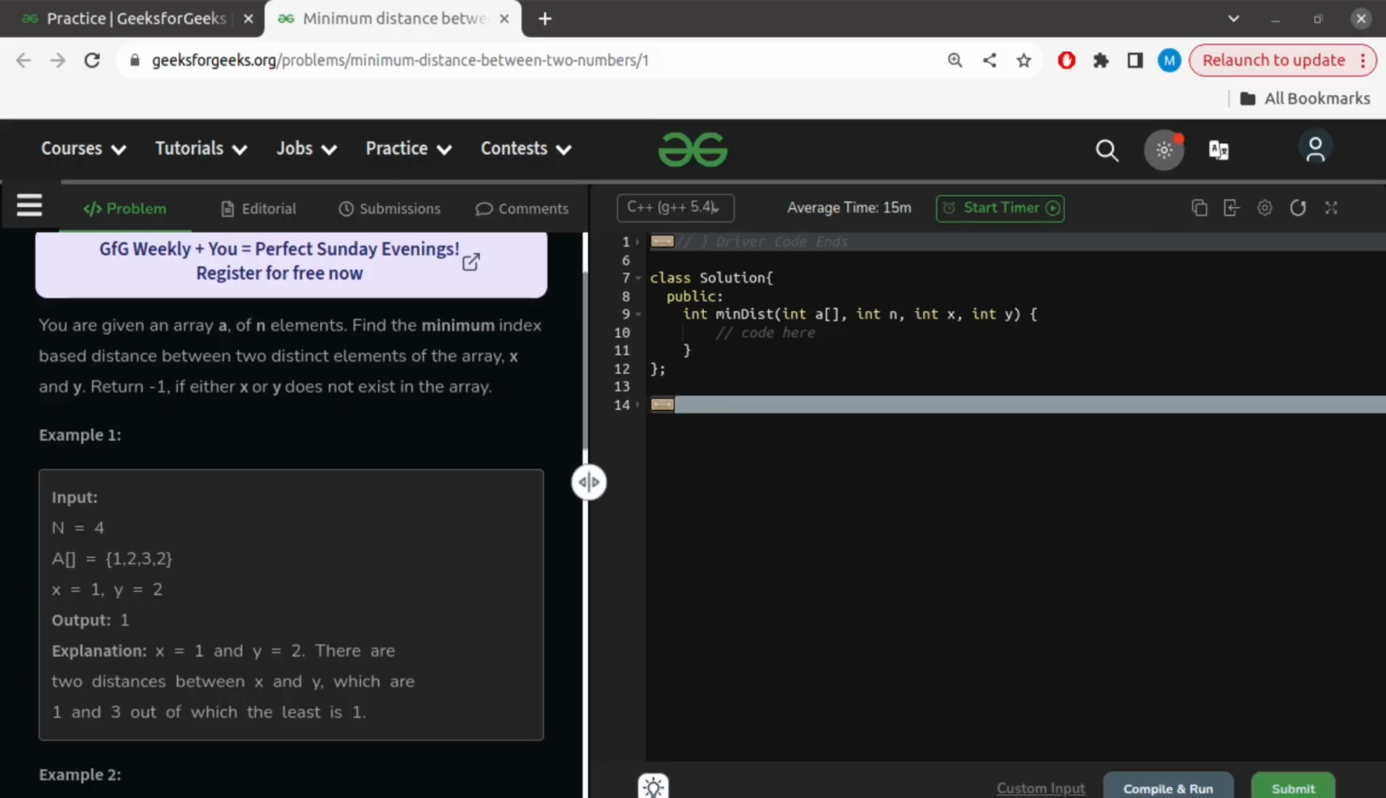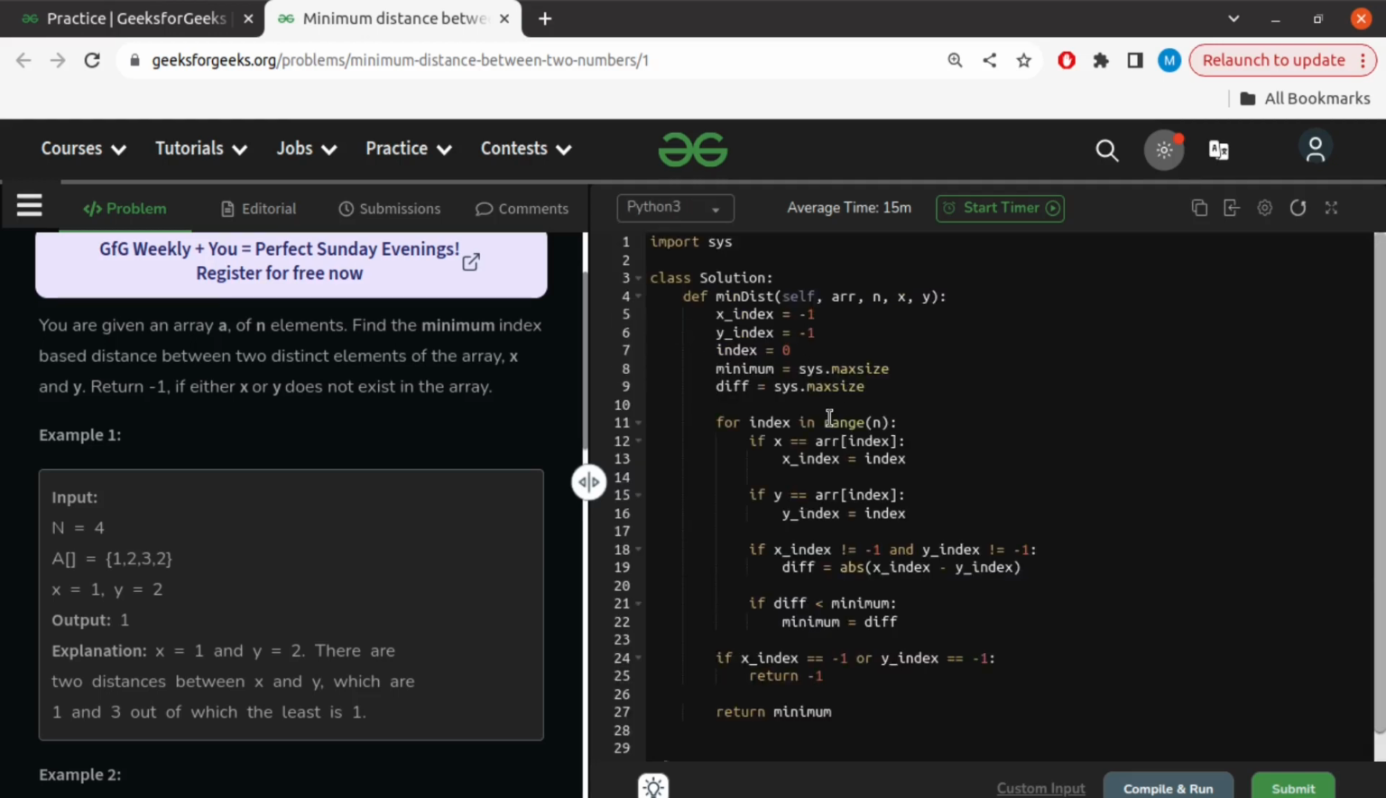So okay, this is the coding part and I have already coded it. Now let us look at the solution. I'm starting with x index as -1 and y index as -1, which essentially says that so far we have not observed x or y, and then index equals 0. Minimum I am starting with positive infinity. Similarly, the difference also I'm initializing with positive infinity.